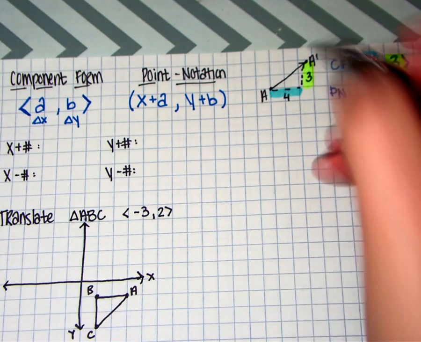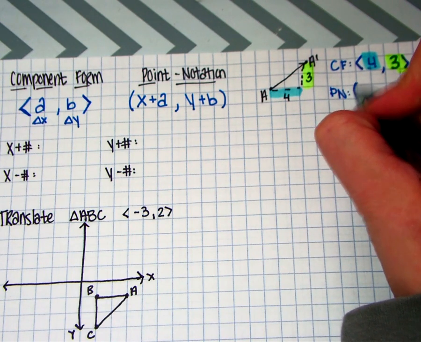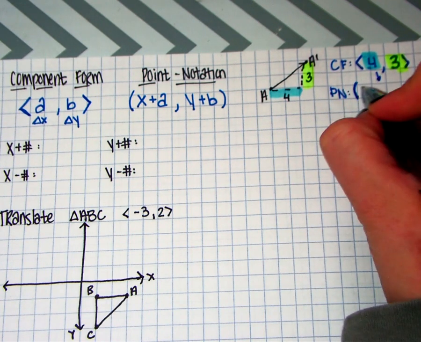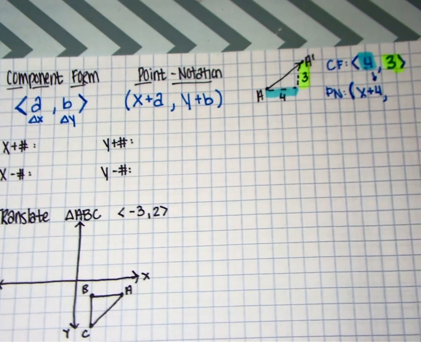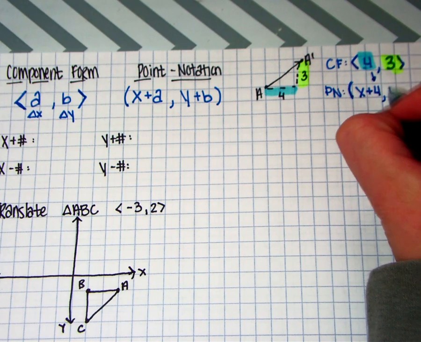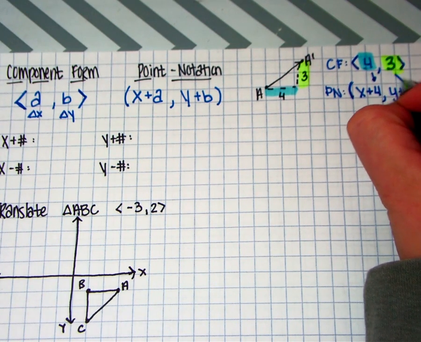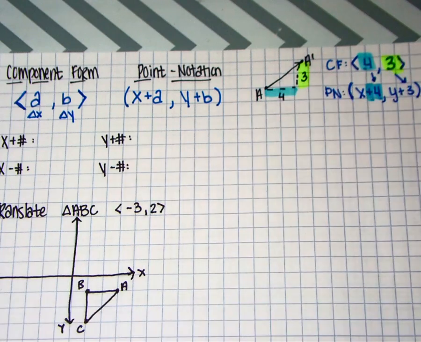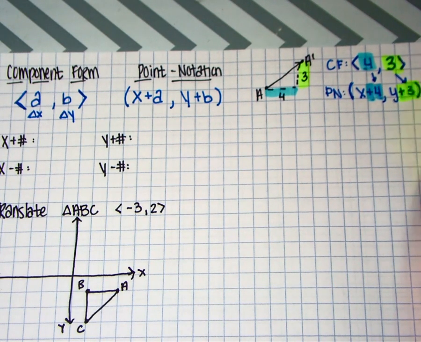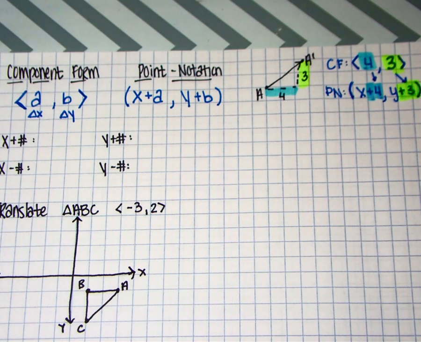So point notation, what's going to end up happening is we're going to take that 4 down and it's going to look like this. X plus 4, comma, Y plus 3. So we're basically just taking our changes in X and Y and then just writing them as additions with X and with Y. So this is basically just us saying how to move the points correctly in the coordinate plane.